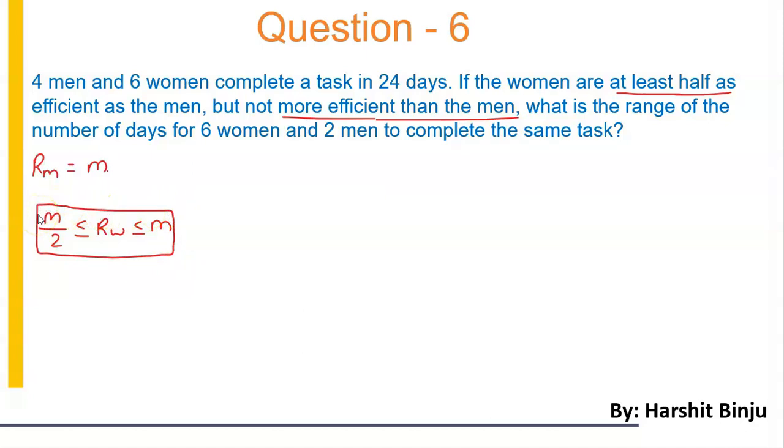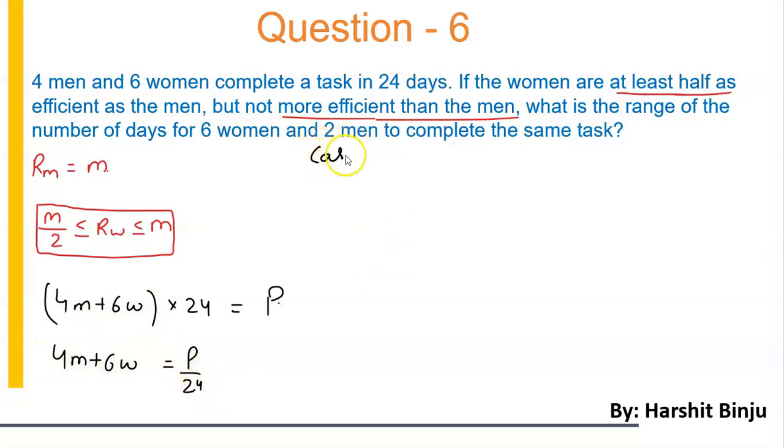What is the range of number of days for 6 women and 2 men to complete the same task? Fine. So 4 men and 6 women complete a task in 24 days, which means I can say that 4m plus 6w, multiplied by 24, let's say this is equal to some work. Let's call this work P, because I'm already making use of W, so I don't want to write two W's, otherwise you may get confused. So I'm taking work to be P in this case. Now 4m plus 6w will be equal to P by 24.